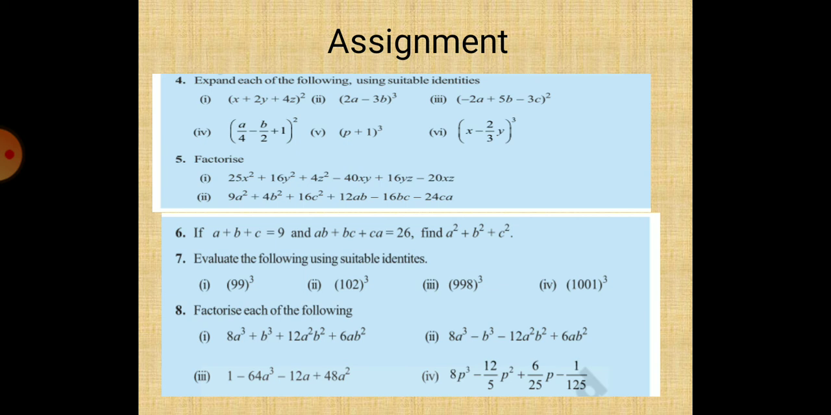998 you have to write as 1000 minus 2. 1001 you have to write as 1000 plus 1. The 8th one is, you have to see this product will match the product of which identity and try doing. In the next lesson I will be helping you, or you can check whether you have done properly or not.